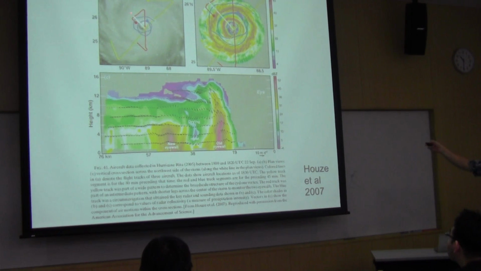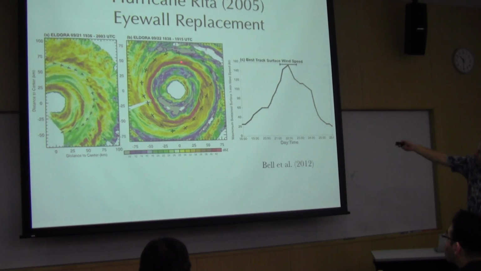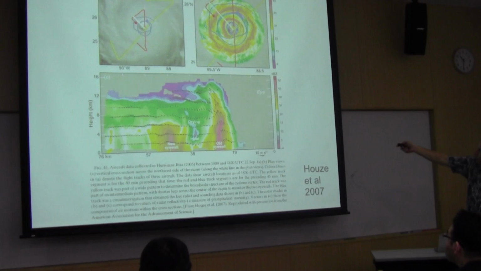So this white line here is this cross section through here. And you'll notice the difference between this one and this one. This is where the plane was flying on the outside of the secondary eyewall. This is where it was flying on the inside. So you can see here that this convection is just as strong as this one.